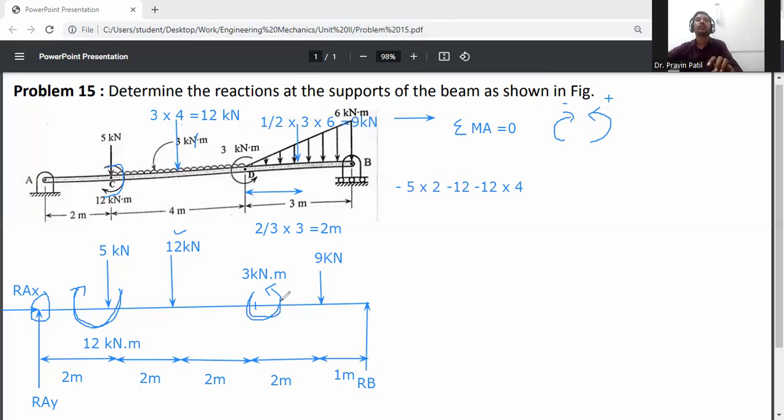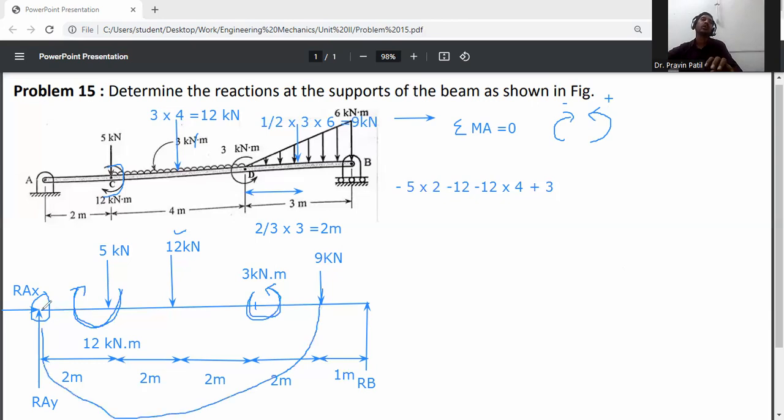Okay. Then the next one, this is a couple movement, 3 kN/m. How is it rotating? It is rotating in anti-clockwise direction. Anti-clockwise direction will be positive. So +3.